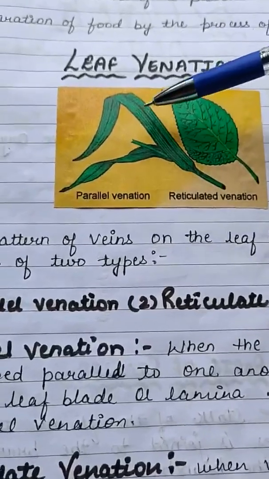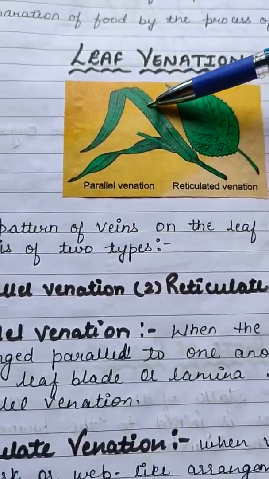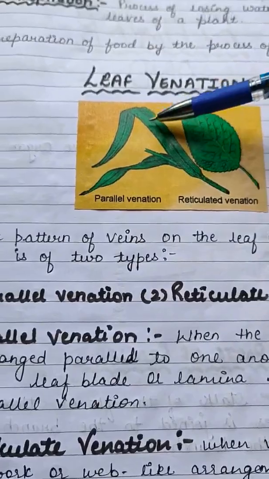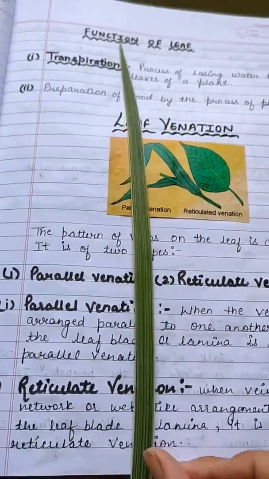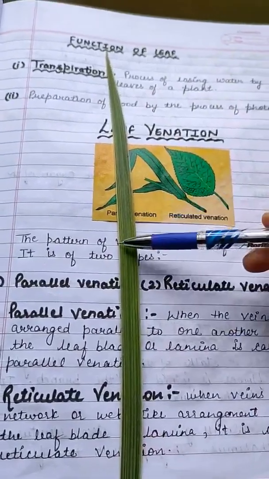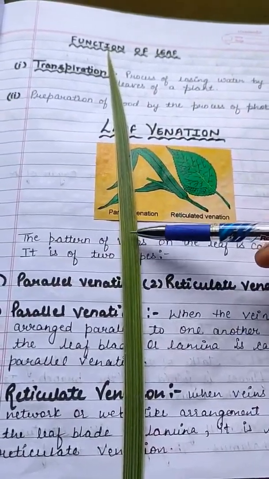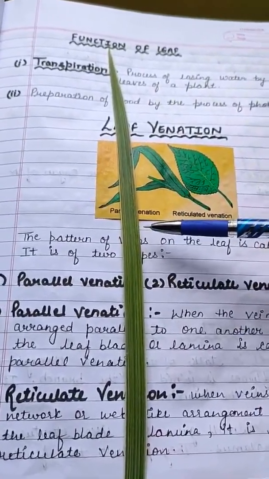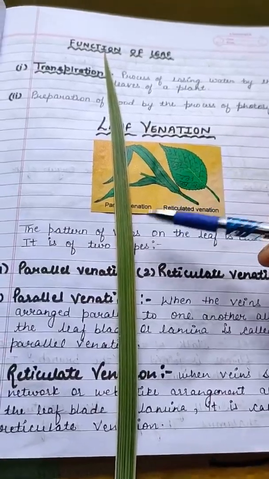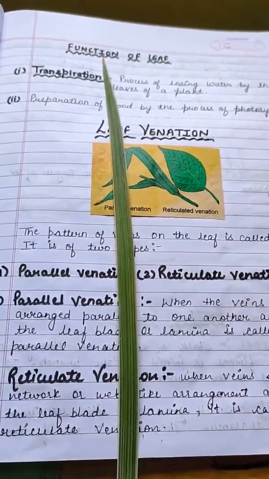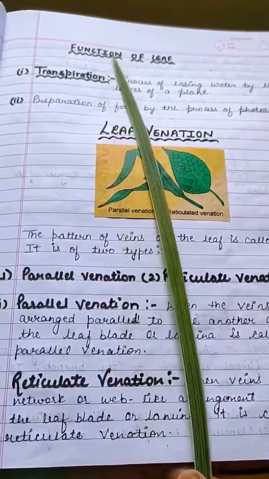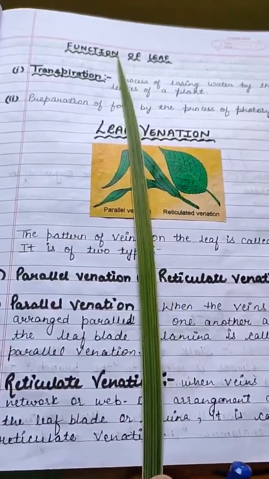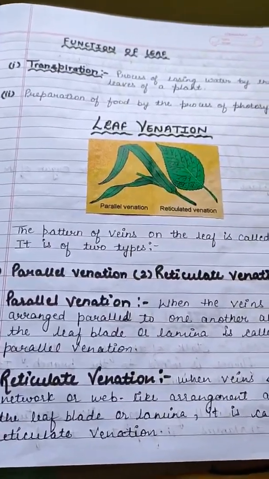So you can see here, when the veins are present parallel to one another, the venation is known as parallel venation. You can see here also in this leaf that the veins are arranged parallel to one another, and this is known as parallel venation. This is an example of parallel venation. Other examples are grass, sugarcane, maize, etc.